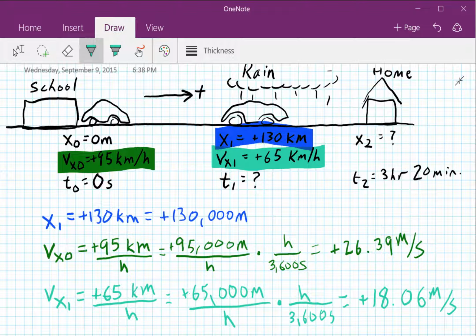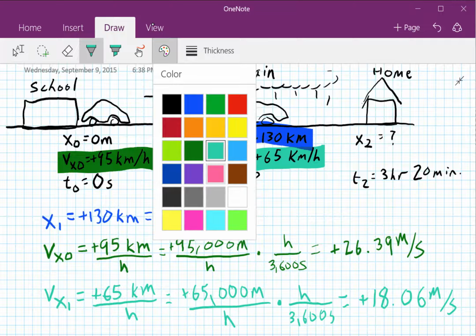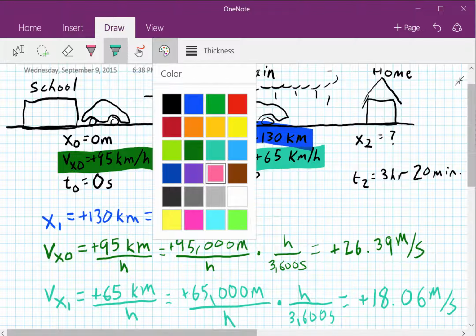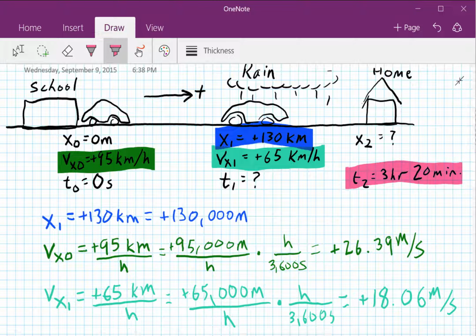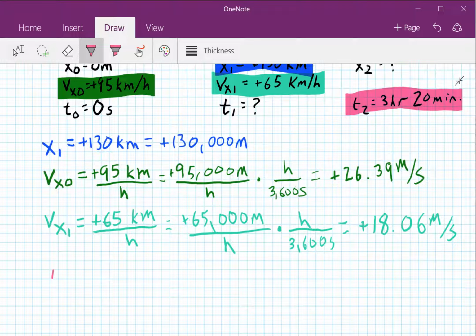Okay? We have one more conversion. We need to convert the time. So right here, the time is given to us as 3 hours 20 minutes, which definitely is not going to be used. We need seconds. So let's go ahead and move down. We have t, and this is t2, it's the final time, which was 3 hours and 20 minutes.